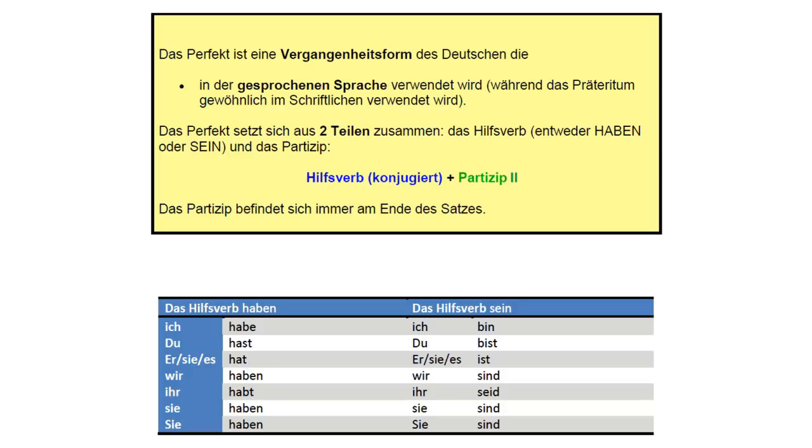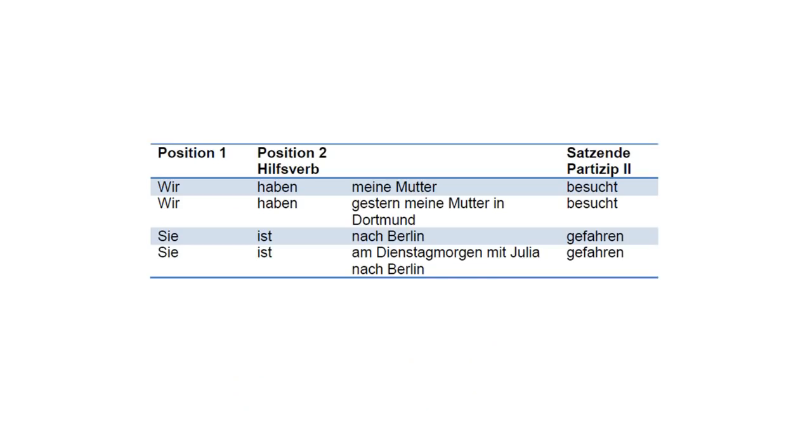So how do we structure a sentence using the perfect tense? Let's take a look at some examples. Wir haben meine Mutter besucht. We visited my mother. So in position 1, we have the subject, wir. In position 2, we have the helping verb, haben. Then we have the rest of the sentence, and at the very end, we have the Partizip 2, which is the past participle.